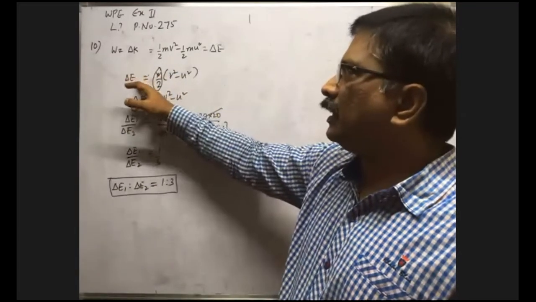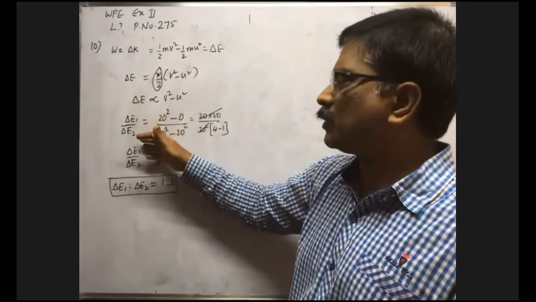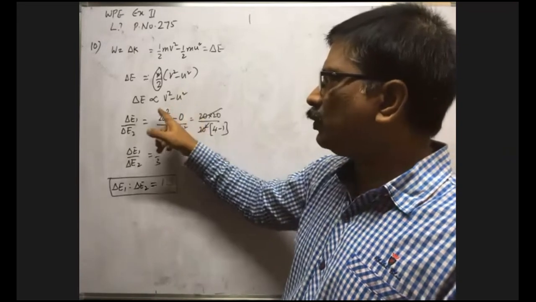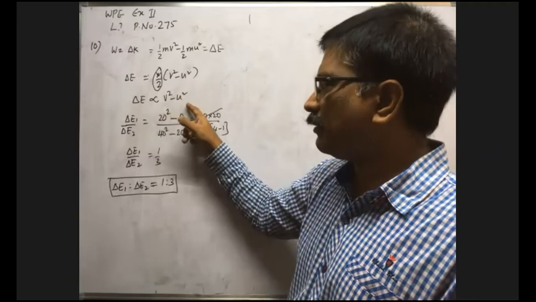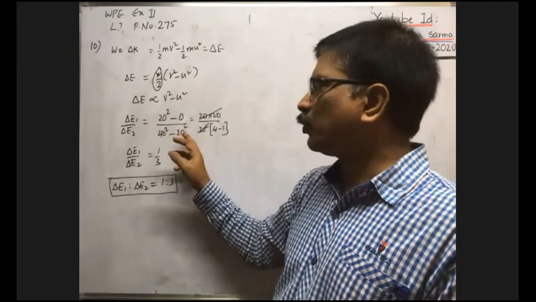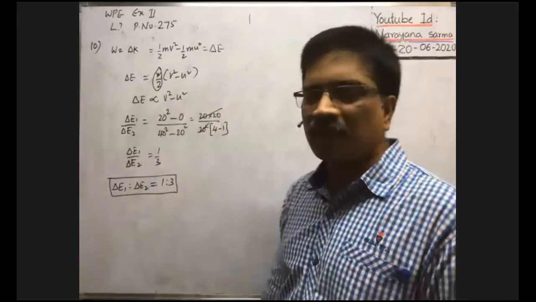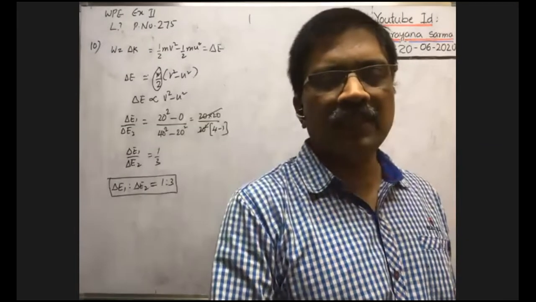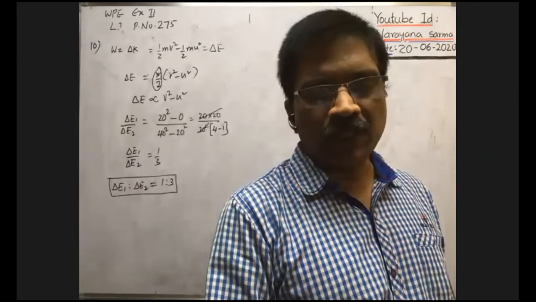That's why delta E is proportional to V square minus U square. In both the cases, delta E1 by delta E2 is equal to, in first case, the car accelerates from rest to velocity 20 meter per second. That's why final velocity 20 square minus initial velocity 0 square, by, in second case, the car accelerates from 20 meter per second to 40 meter per second. That's why 40 square minus 20 square. Simplification gives delta E1 is to delta E2 is equal to 1:3. So in both the cases, the ratio between the energy required is 1:3.